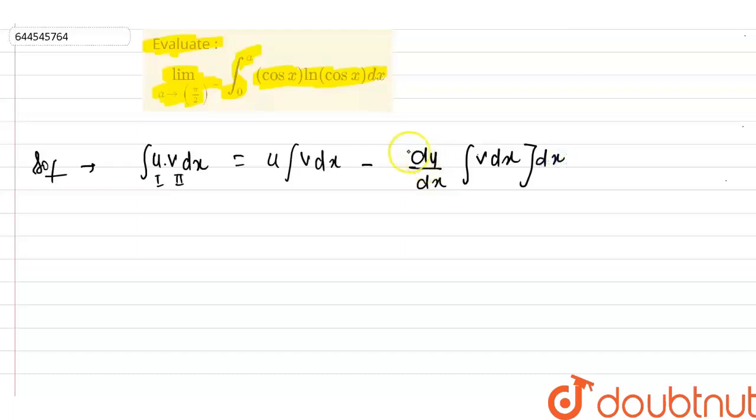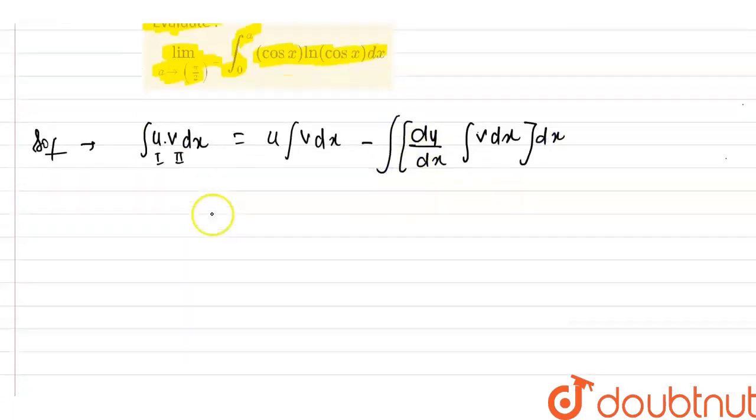If we have, let's suppose, u and v as two functions in product, with this as my first function and this as my second function, then the integration will be: first function as it is times the integration of the second function with respect to x, minus the integral of the differentiation of the first function times the integration of the second function. This is the simple formula for by parts, and I'm going to apply it here.